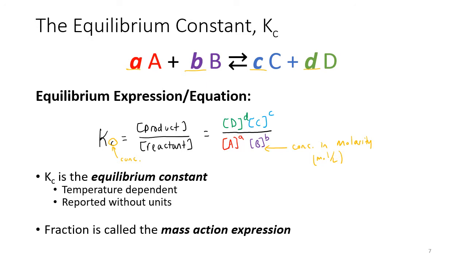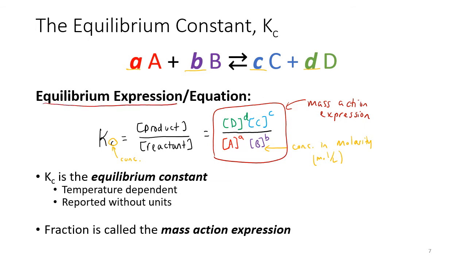The right-hand side of our equilibrium expression has a name. So this fraction right here is often referred to as the mass action expression. Whereas the whole thing together, when we write K sub C is equal to the mass action expression, is referred to as the equilibrium expression or equilibrium equation.